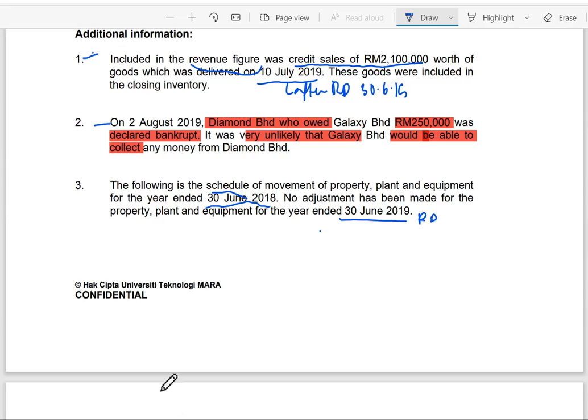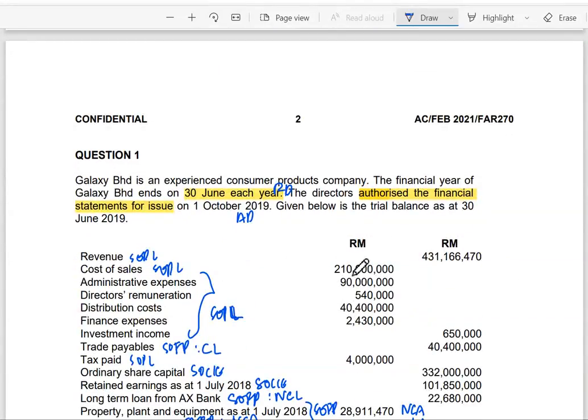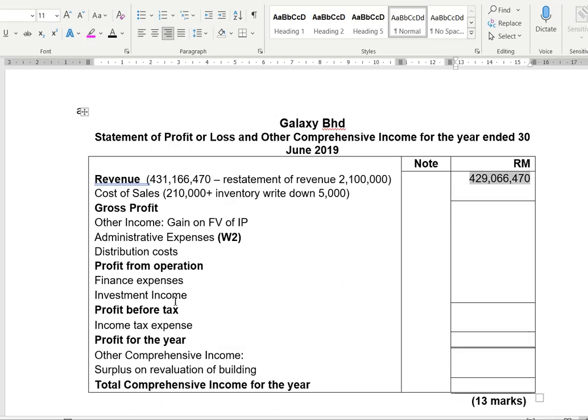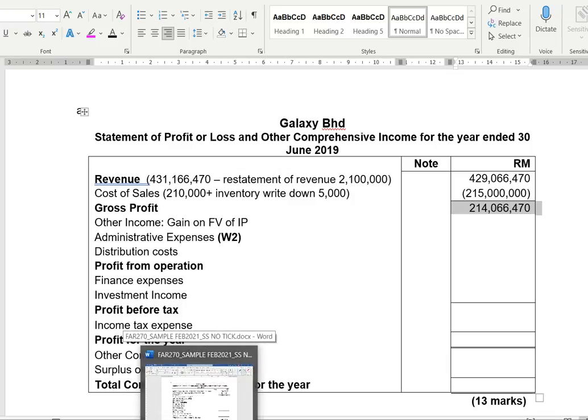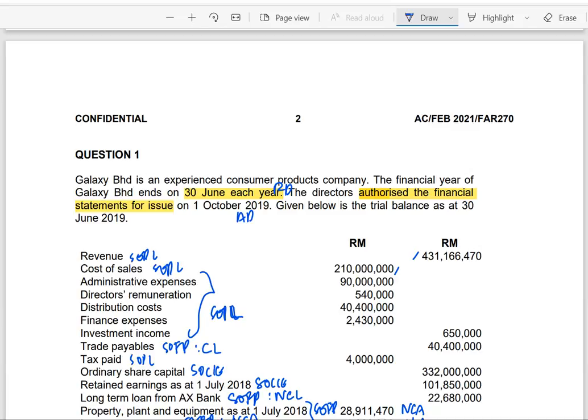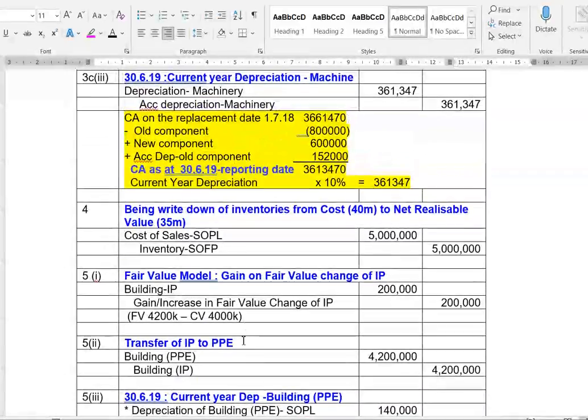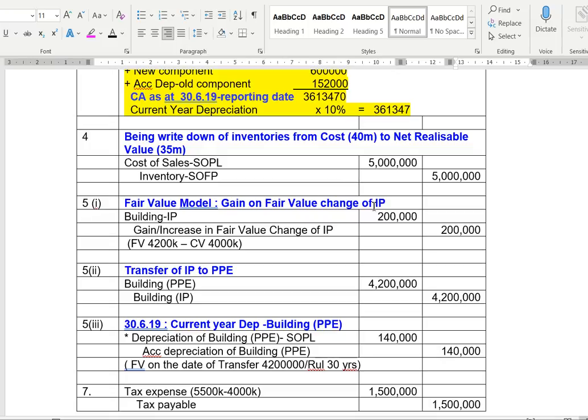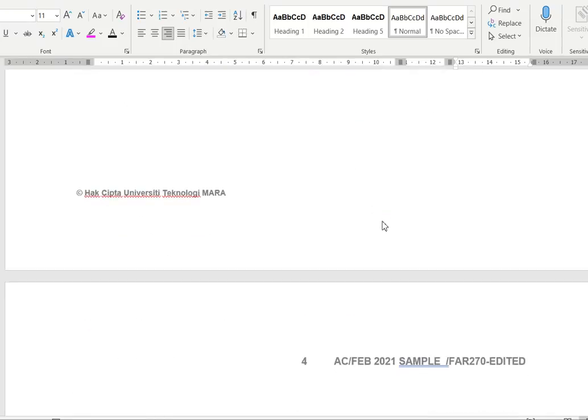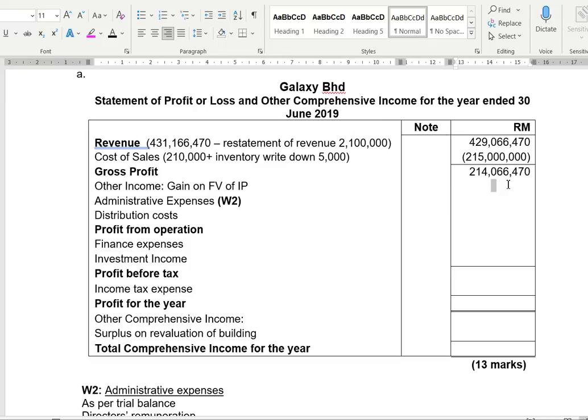Cost of sale: take the one as per the trial balance. We have taken this and adjusted it with the write down of inventory. If you do that, you have this figure, and your gross profit would be this. Next is the other income. Other income would be from gain on disposal. You don't have gain on disposal here, but you do have the gain on the fair value change of IP, if you can still recall. That gain is 200,000. So include that here.